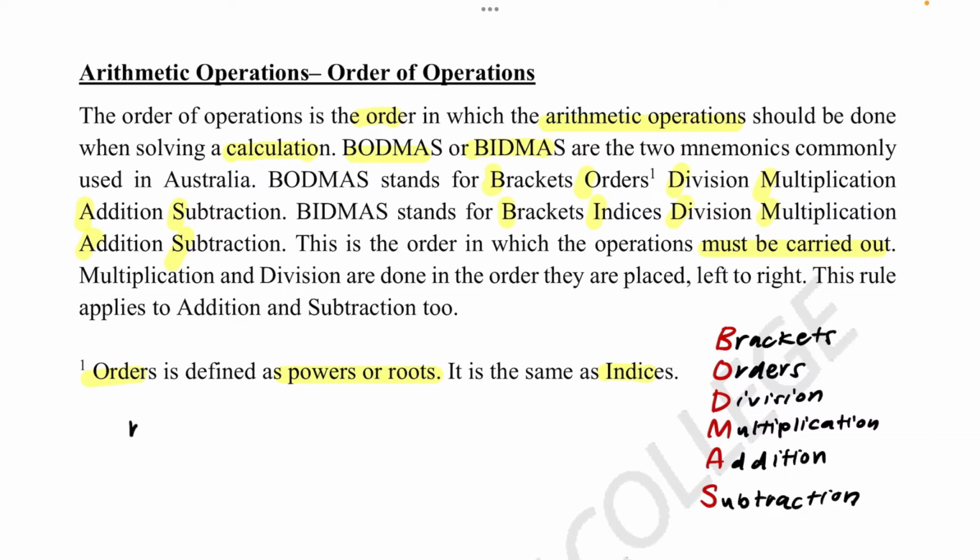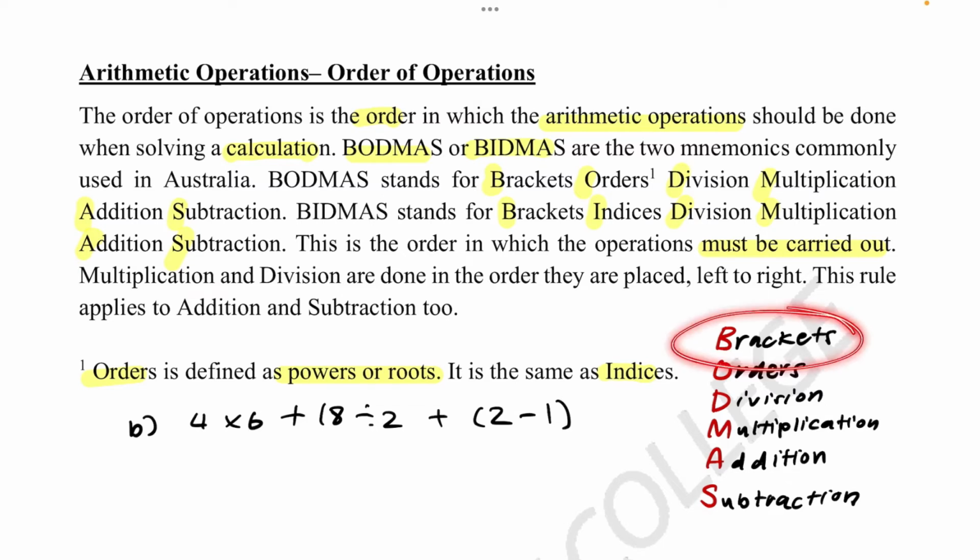So, B, let's say there's 4 times 6 plus (18 divided by 2 plus 2 minus 1). So how will we do this one? Well, once again, we know brackets are first, so we start off with the brackets. So your first step should be solving what's in the brackets. So it'll be 18 divided by 2 plus 2 minus 1, which is 1.